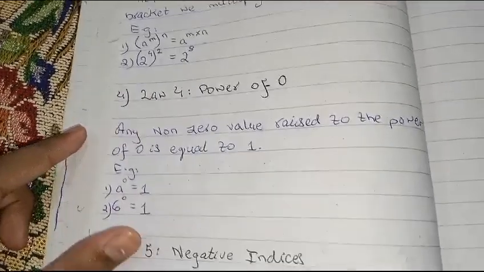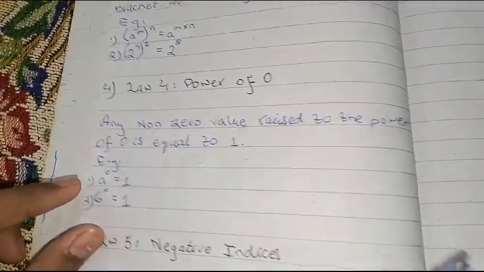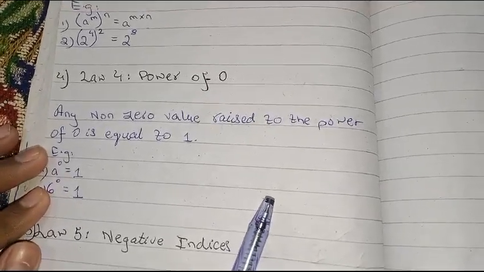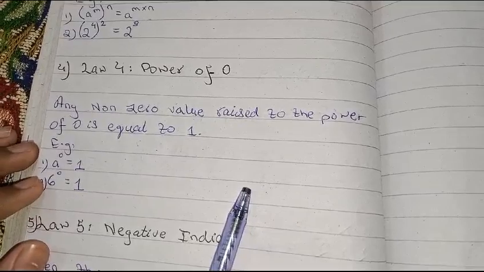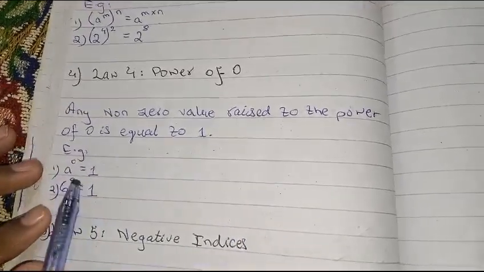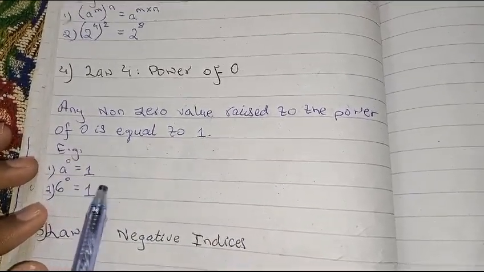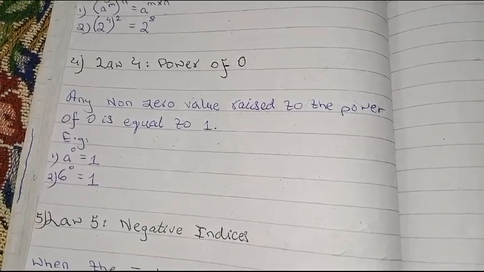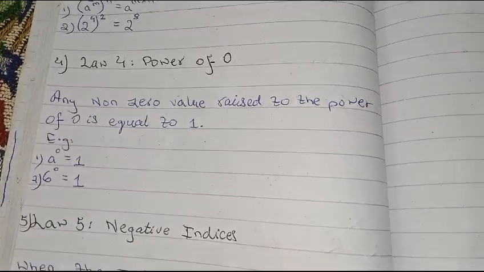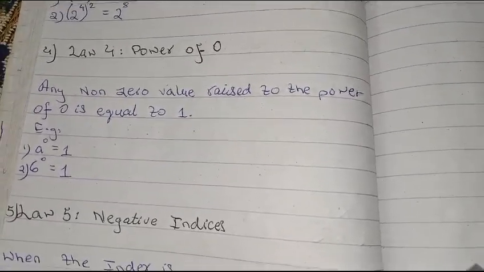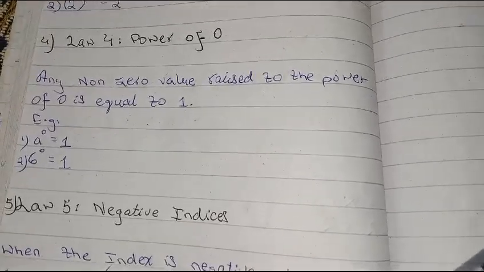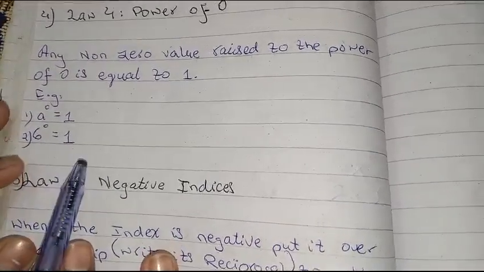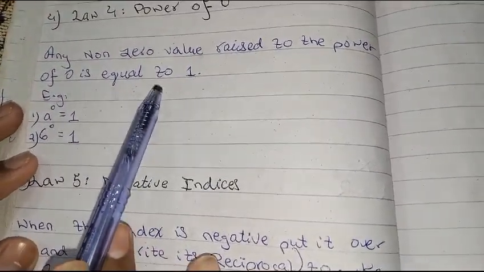So the fourth law says power of 0. It says any non-zero value raised to the power of 0 is equal to 1. Any variable: a^0 is always equal to 1. If there is any number and its power is 0, like 3/2, 6/9, or -5/6, or any value, and its power is 0, it will be equal to 1, like 6^0 equals 1. This is the fourth law of indices.